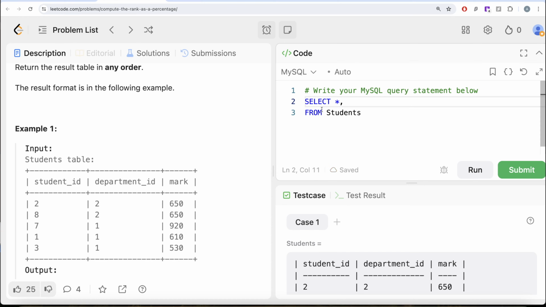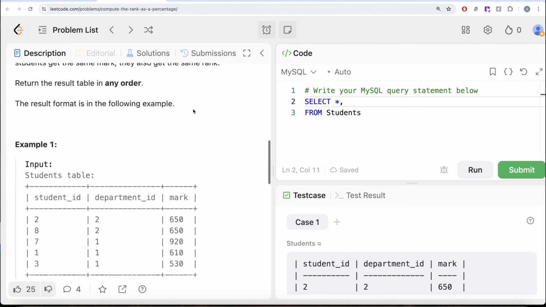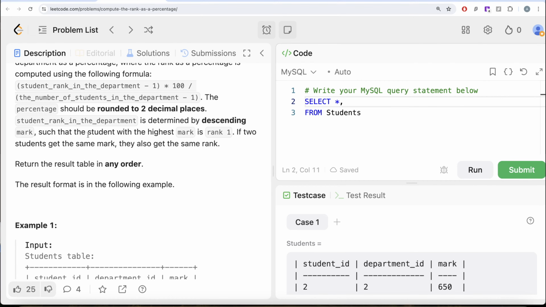Now ranking can be done in 3 ways in SQL. However, you cannot use row number. Why? Because of the statement that if two students get the same mark, they also get the same rank. Now you can use rank or dense rank. But this question has not clarified whether, if there is a tie, you should skip the next rank or not. So in such cases, you need to check. You can use dense rank first, and if all the test cases are not passing, then you need to use the rank part and so on.